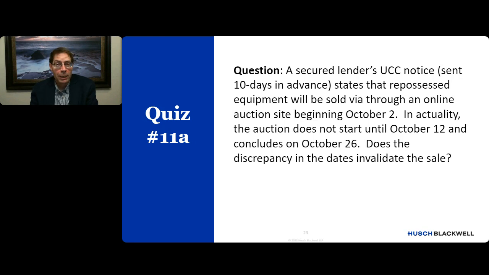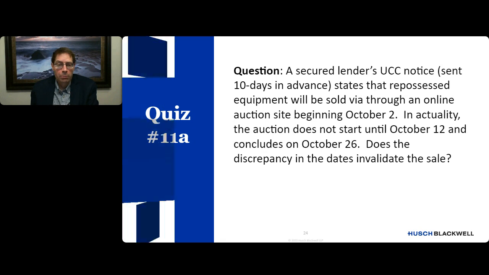Well, something happens along the way, and that online auction actually doesn't start until October 12th, and then it goes for almost 2 weeks. It concludes on the 26th, and actually, that is 2 weeks exactly. But the question is, there's a discrepancy. And does that invalidate the sale? Good question, right? Well, this case comes out of Pennsylvania.